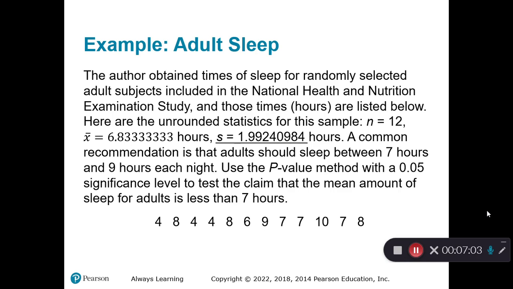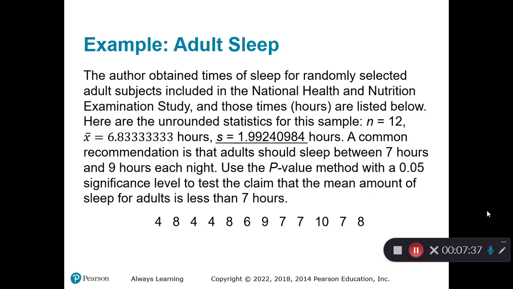Here are the unrounded statistics for this sample. So we have 12 sample data points. The mean of the sample is 6.83 hours. The standard deviation for the sample, S, is about 1.99 hours. A common recommendation is that adults should sleep between 7 and 9 hours each night. We are asked to use the p-value method with a 5% significance level to test the claim that the mean amount of sleep for adults is less than 7 hours.